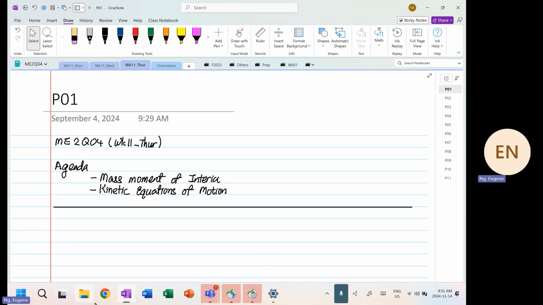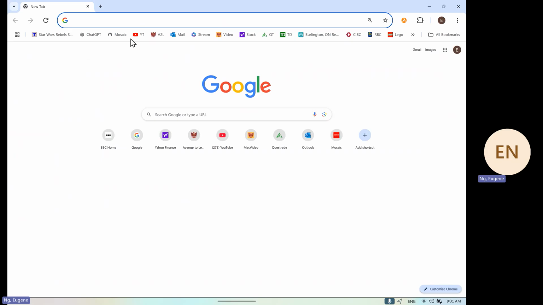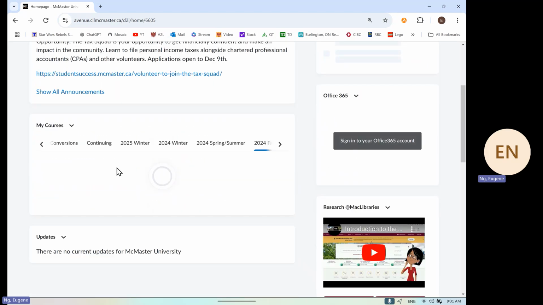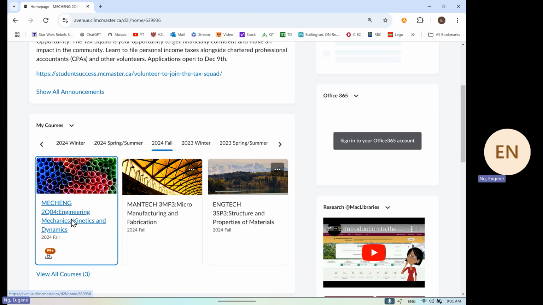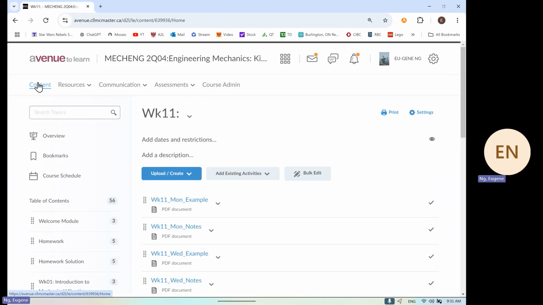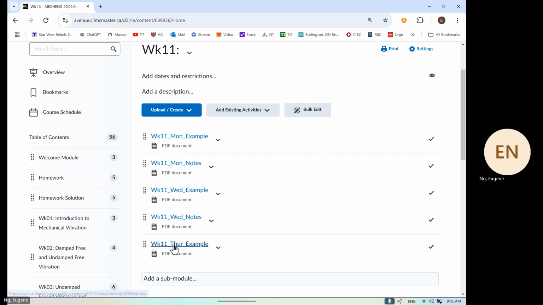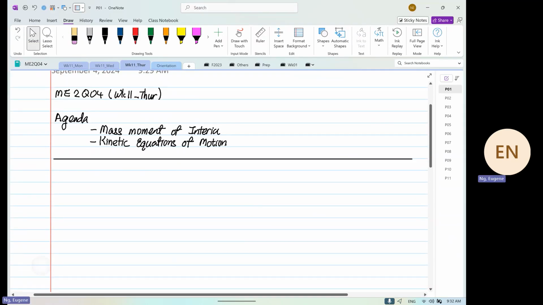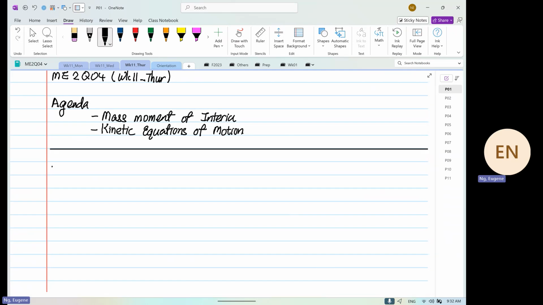More important, on Avenue to Learn, I'm going to use quite a bit of diagrams today. So if you go on to Avenue to Learn, I hope the diagrams are there. I'll be using diagrams from the week 11 Thursday example and also the week 11 Wednesday example. If you were to go to those sites to get the diagrams, it will be really helpful later on.